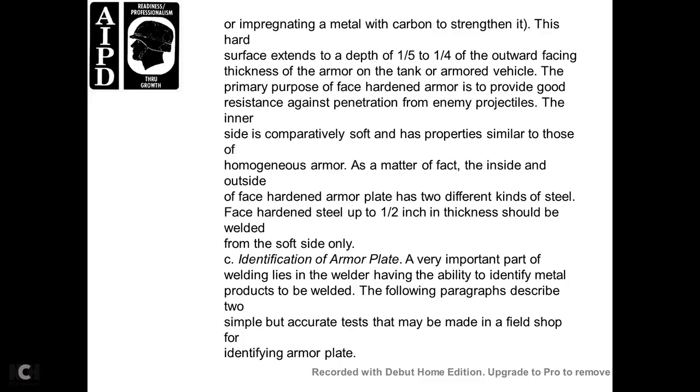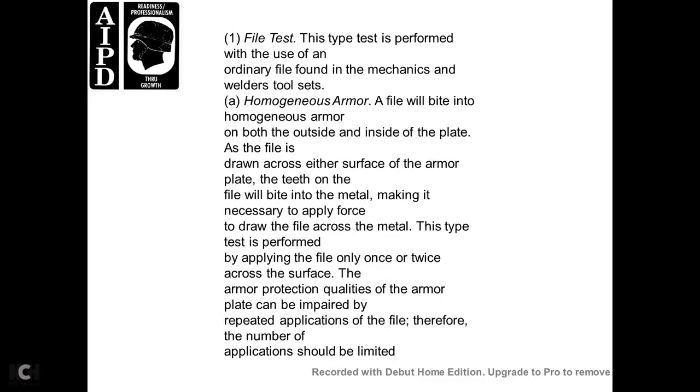Identification of armor plate. A very important part of welding is the welder's ability to identify the type of metal to be welded. The following paragraphs describe two simple, accurate tests that may be made in the field shop for identifying armor plate. 1. The file test. This test is performed with an ordinary file found in the mechanic's welder tool set.